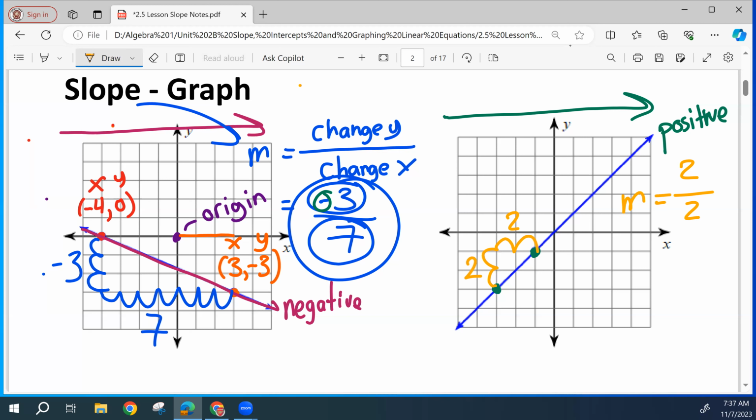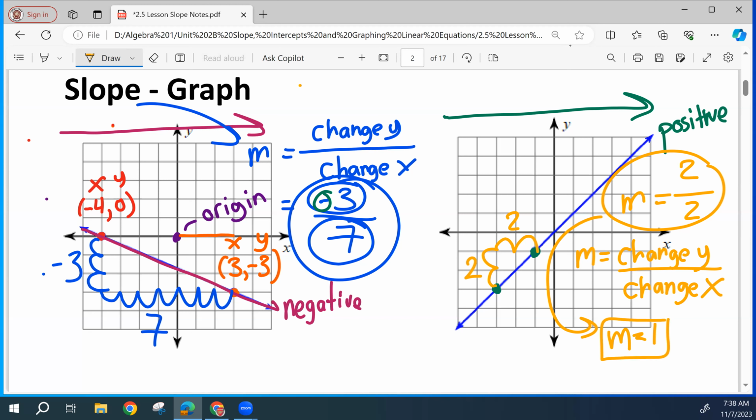It's not a bad idea, every time you try to find the slope, to write the relationship here: slope is change in y over change in x. The biggest mistake people make is they flip those. The more you write that, the better you'll remember it. So here I have a slope of 2/2. I want to always simplify my slope, if I can, the fraction. Negative 3/7 doesn't simplify, but 2/2 does simplify to 1.